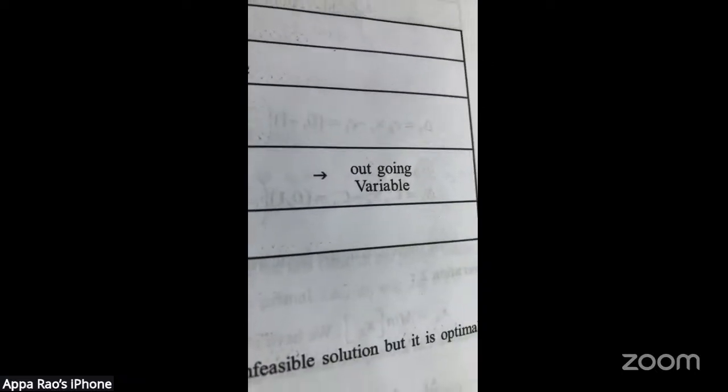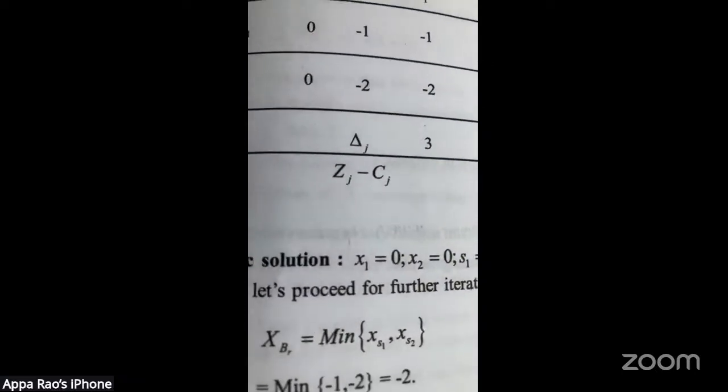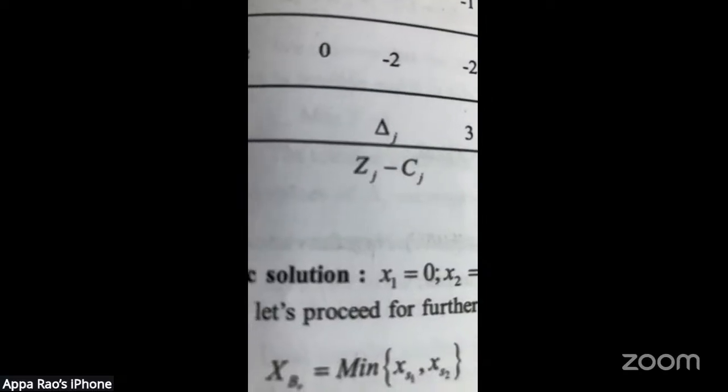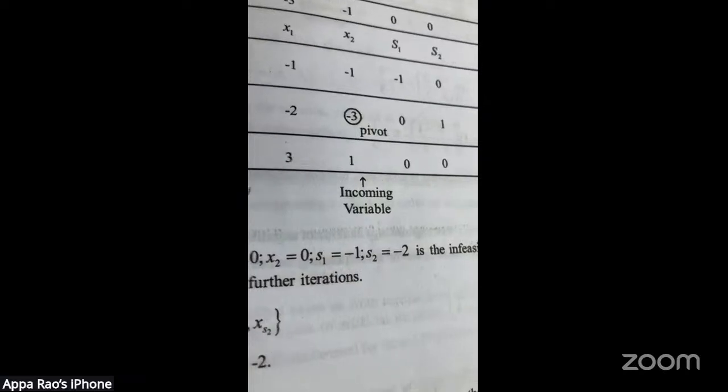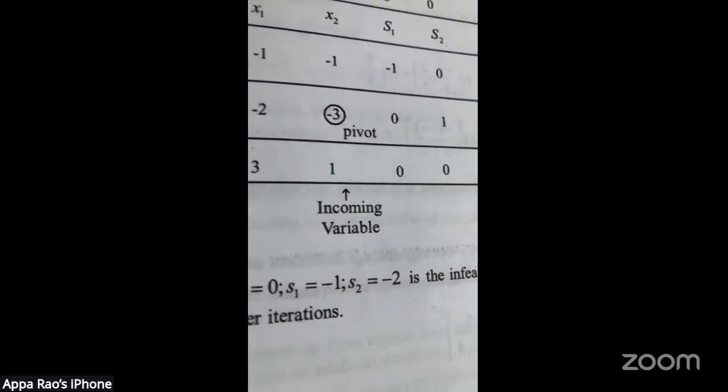Pivot row is the outgoing variable. Delta j means Zj minus Cj: 3, 1, 0, 0. So the minimum is the outgoing variable. The incoming variable is the most negative; we have to search for the most negative. Minimum incoming is minus 3. Here is the pivot.